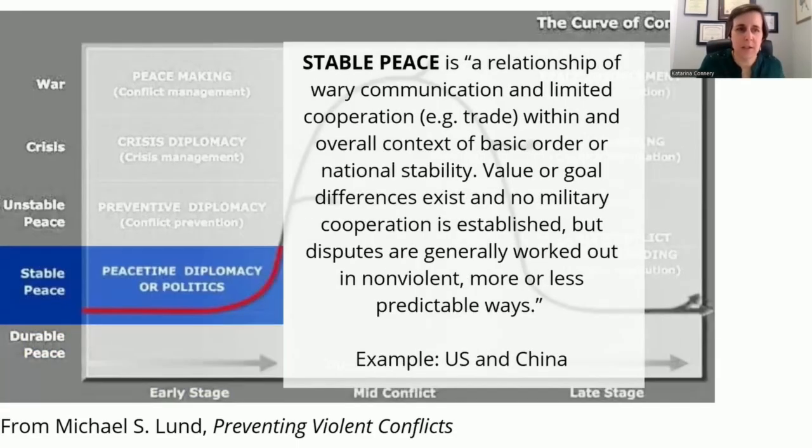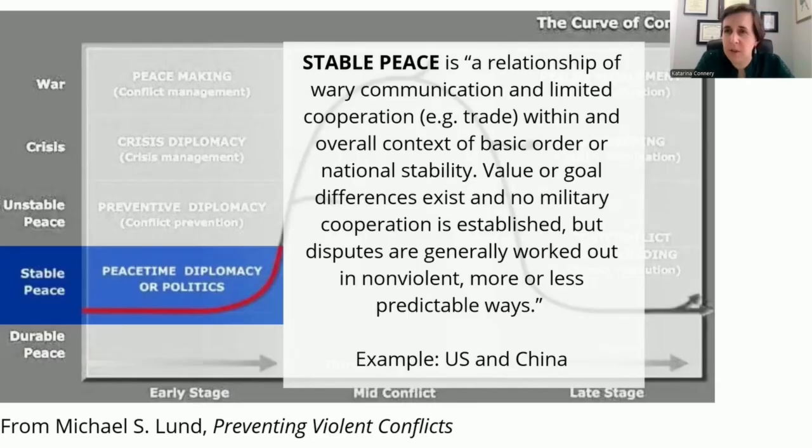Next stage is what Lund calls stable peace. This is a relationship of wary communication and limited cooperation, for example, trade, within an overall context of basic order or national stability. Value or goal differences exist, and no military cooperation is established. But disputes are generally worked out in nonviolent, more or less predictable ways. And the prospect for war is very low in a stable peace.